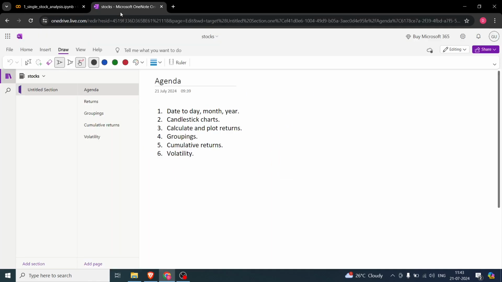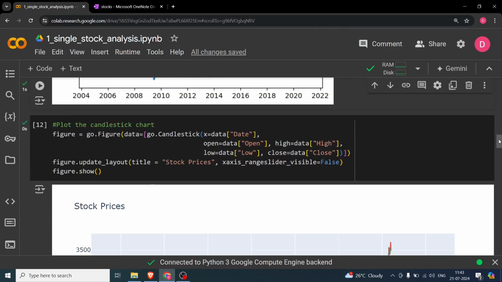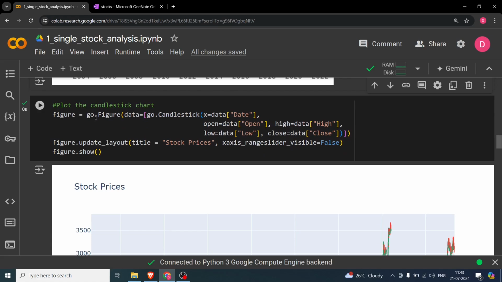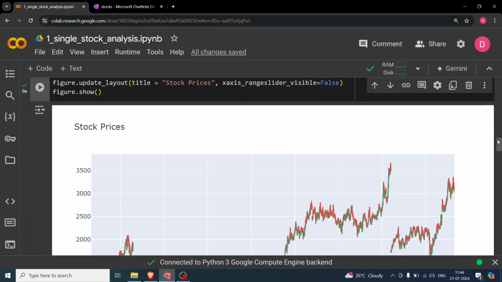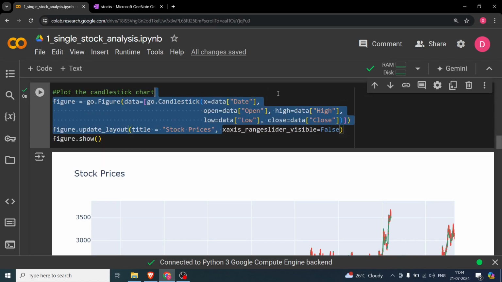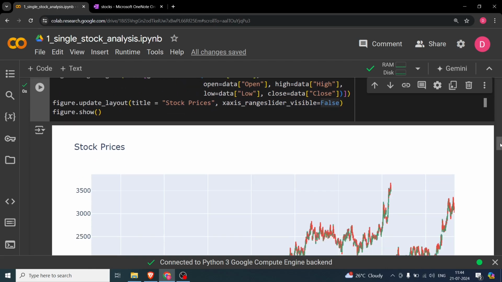The second important thing is the candlestick pattern. So candlestick pattern, this is how we plot it. We will be using the Plotly library. So for the data, we are going to give the candlestick data. X-axis will be data of date, so the date time, and then we are giving open, high, low, close. So open is data of open, high is data of high, same thing for low and close. And I'm not getting into the slider over here, but basically we are saying X range slider visible is equal to false, which means we don't want the slider. And this is the title, stock prices.